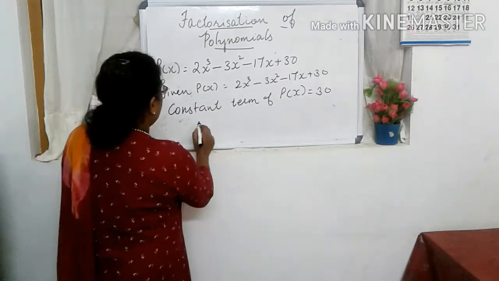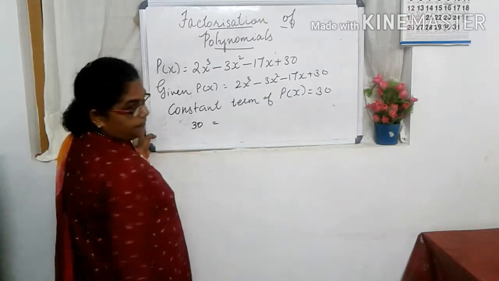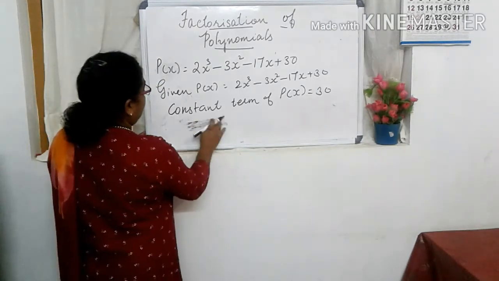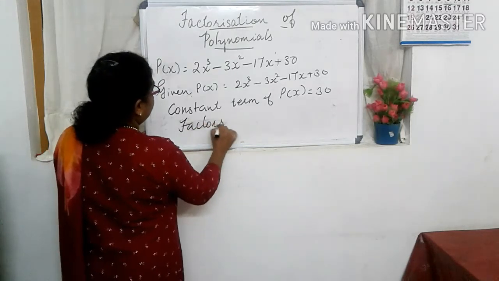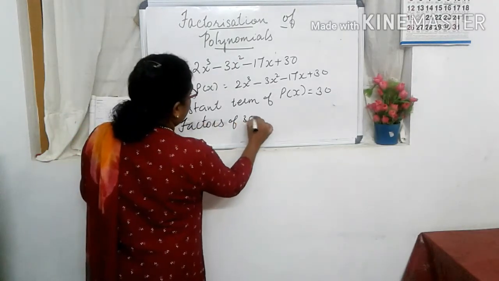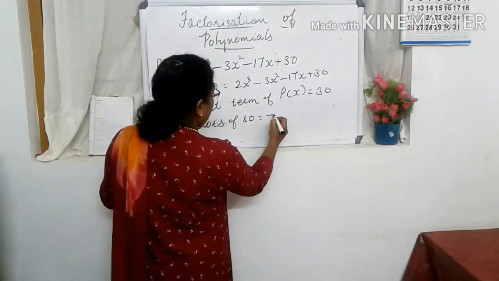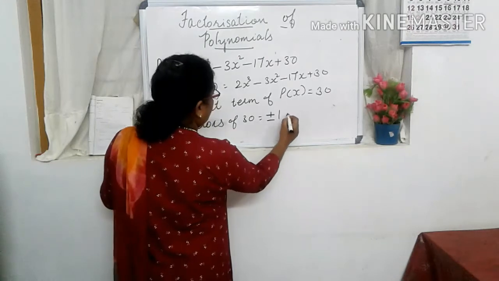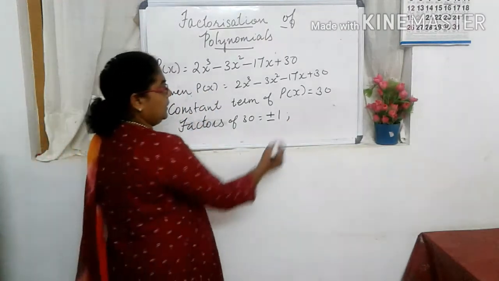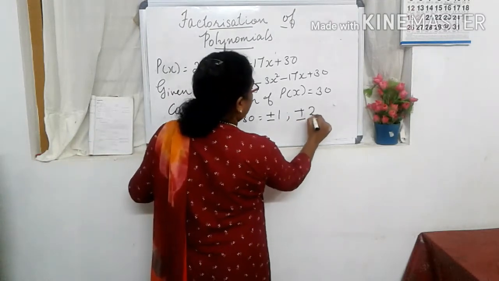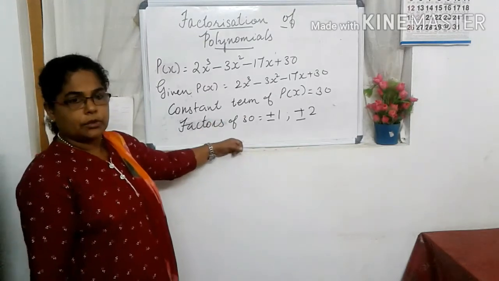30 is an even number. Now how do we find the factors? First we are going to find the factors of 30. We know every number is divisible by 1, so plus 1 and minus 1 also. 30 is divisible by 1 and minus 1. Then it is an even number, so definitely divisible by 2. Plus 2 and minus 2, so we can write simply plus or minus 2.